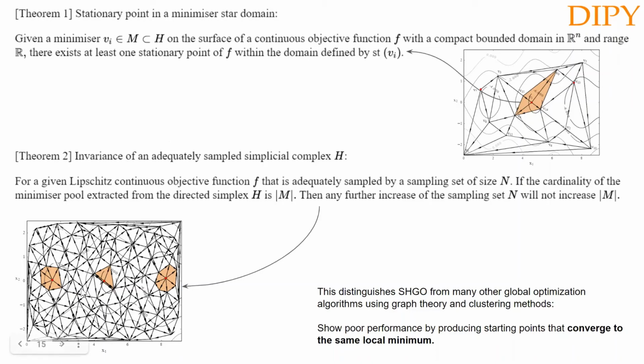And the second is that one might ask, if you sample more points, will the chances of a minimum occurring increase? And the answer is no. And that is because of theorem 2. Theorem 2 states that after a point, no matter how much you sample, you will always converge to the same minimum.